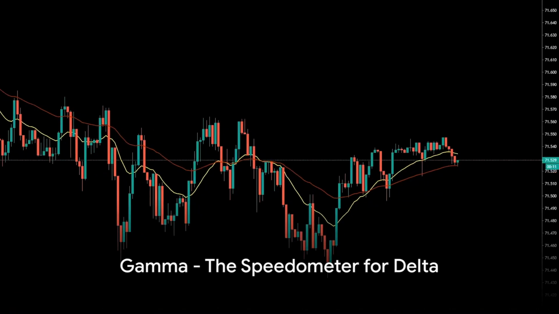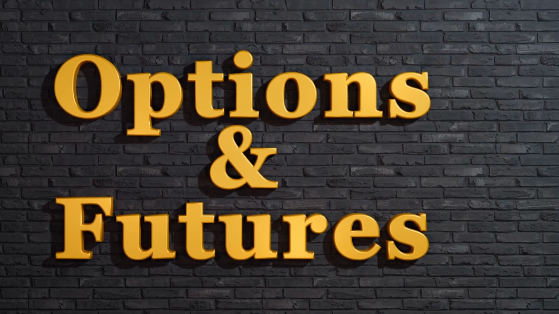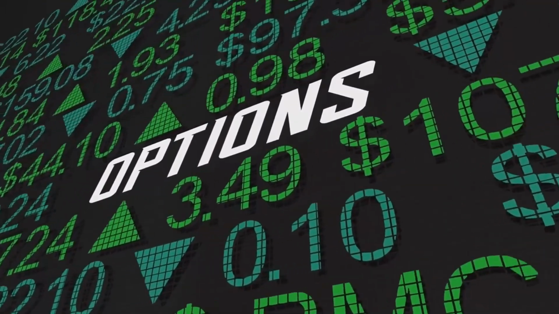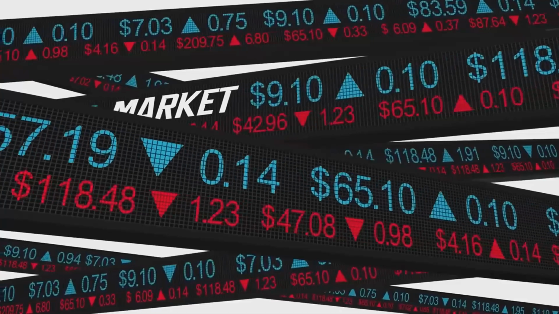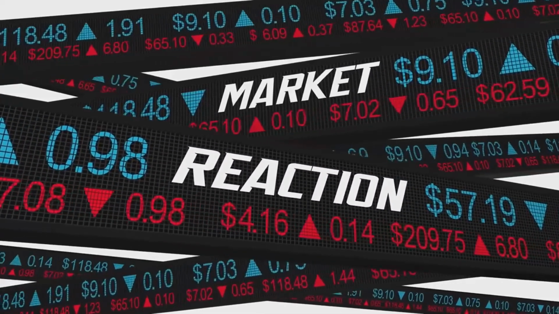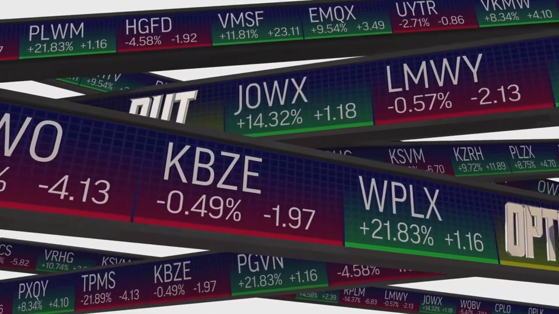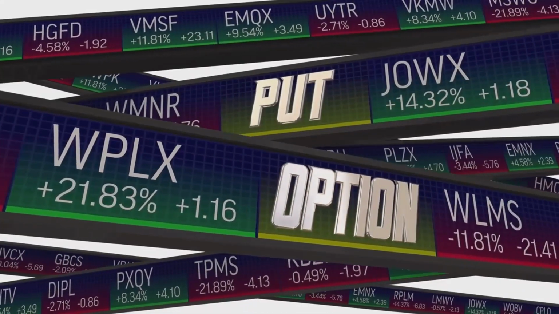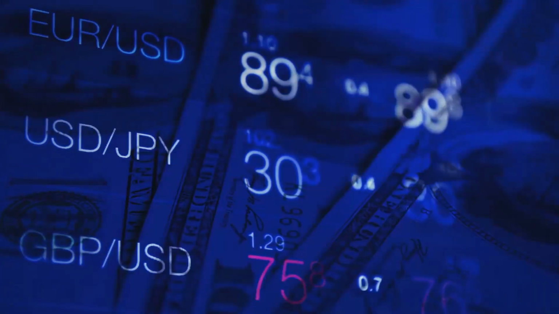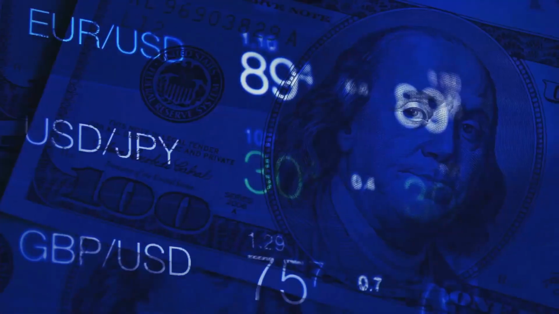Next, meet gamma. Gamma is essentially the speedometer for delta. It measures how fast delta changes with a $1 movement in the underlying stock's price. If delta is the sensitivity of the option price to the stock price, then gamma is the sensitivity of the delta to the stock price. In other words, gamma provides a measure of the acceleration of the option's price. A high gamma means the option's price is likely to change rapidly, which can be risky, but also presents opportunities for traders.